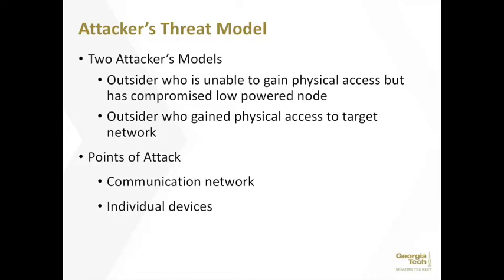First, we have to think like an attacker. There are two different approaches that the paper specifically explores. The first is an attacker who is unable to gain physical access, maybe because of a fence or a locked box, but has compromised a low-powered node. And the second is an outsider who has actually gained physical access to the target network. Furthermore, there are different points of attack. An attacker could compromise a communications network or the individual devices themselves, like the PLCs that are controlling some of the valves and the power grid and everything like that.